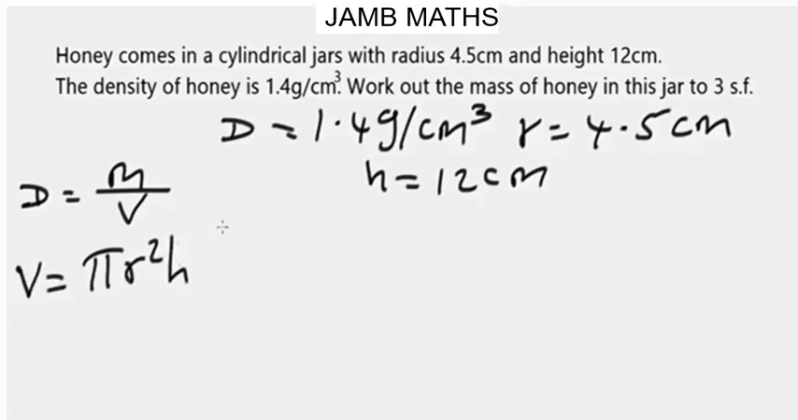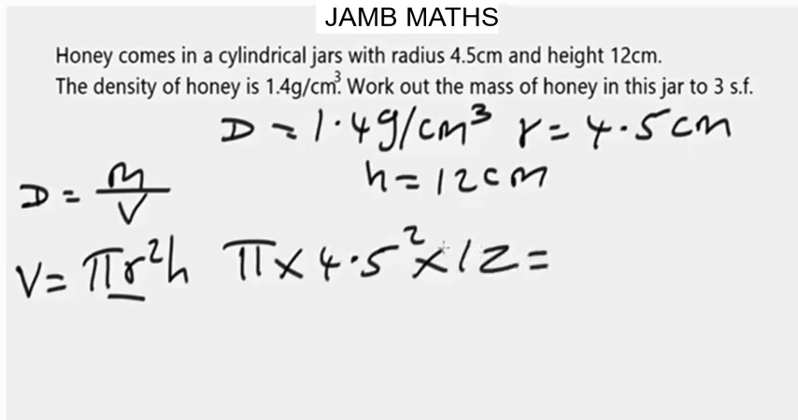Having known this, let's plug in this value of radius and height in this formula to get the volume of the cylinder. So it's going to give us pi times radius 4.5 squared times height 12. Let me punch it on my calculator and see what it's going to give me. When you punch it on the calculator, we're going to have 763.4070148. So this is the value we're going to have.